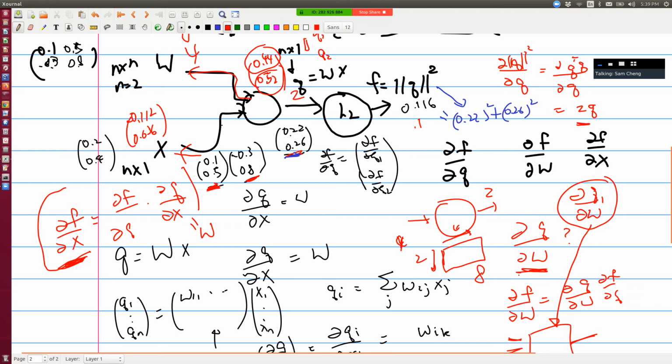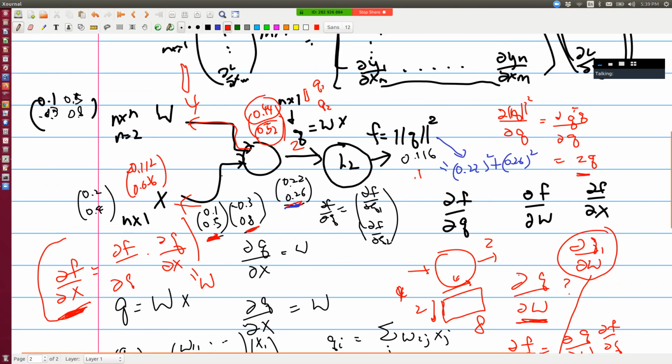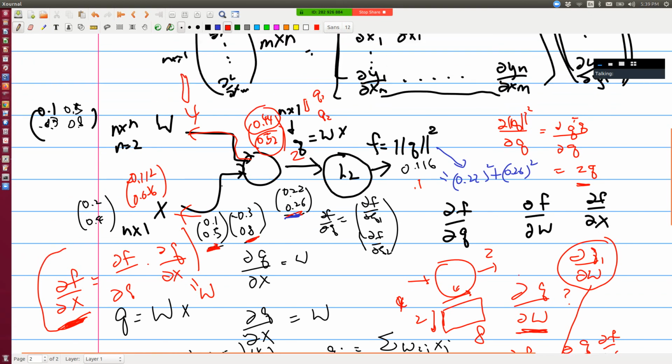Maybe I will just stop here, and next time I'll come back and continue with this. What is the name of the operation? Is that like a 2 square? Oh, this is just the norm of the vector, right? Yeah, I just forgot the name of it.